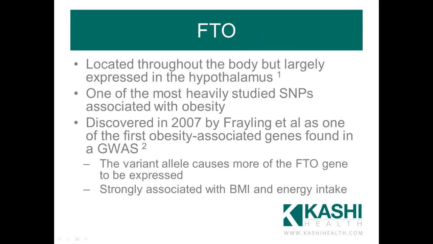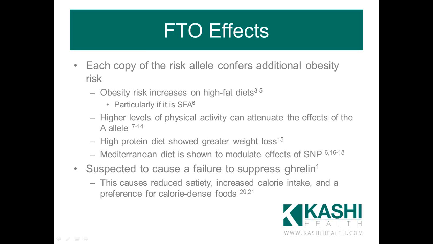But hands down, FTO is probably one of the best studied markers associated with weight management. FTO is located throughout the body, but largely is expressed throughout the hypothalamus. Discovered in the first GWAS put forward in 2007 by Frayling and colleagues, the results of the study found that the variant allele caused more of the FTO gene to be expressed. This higher level of expression is strongly associated with increased BMI and energy intake, i.e. calories. The effect of the variant causes each copy of the risk allele to confer additional obesity risk.